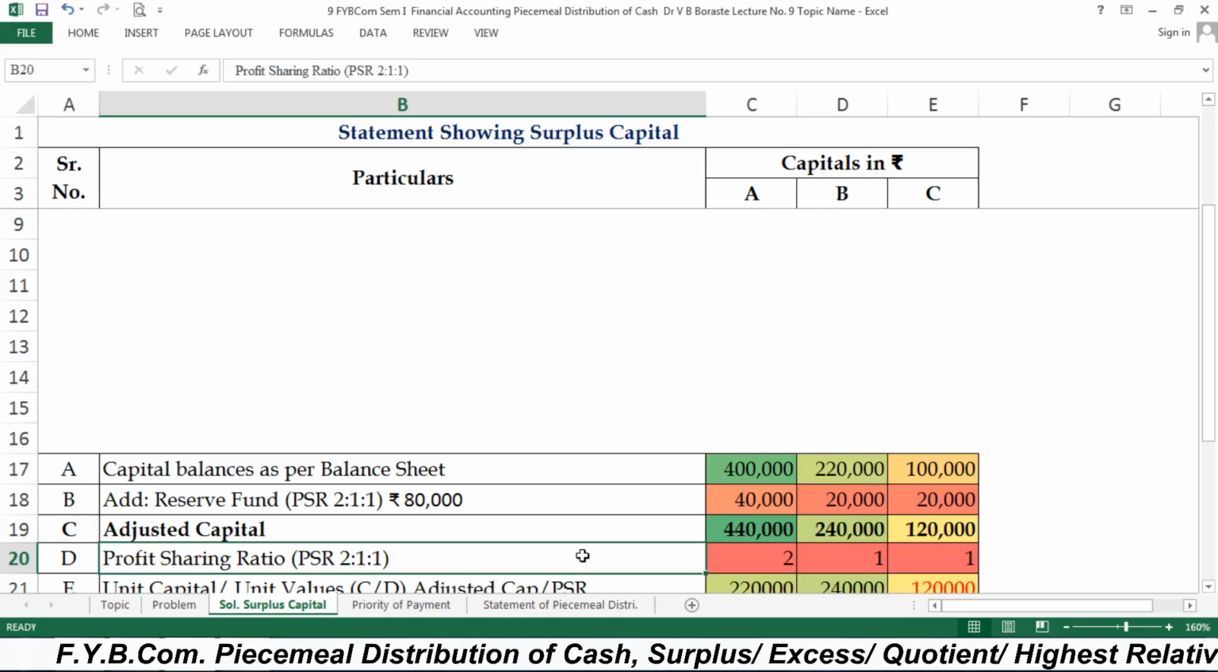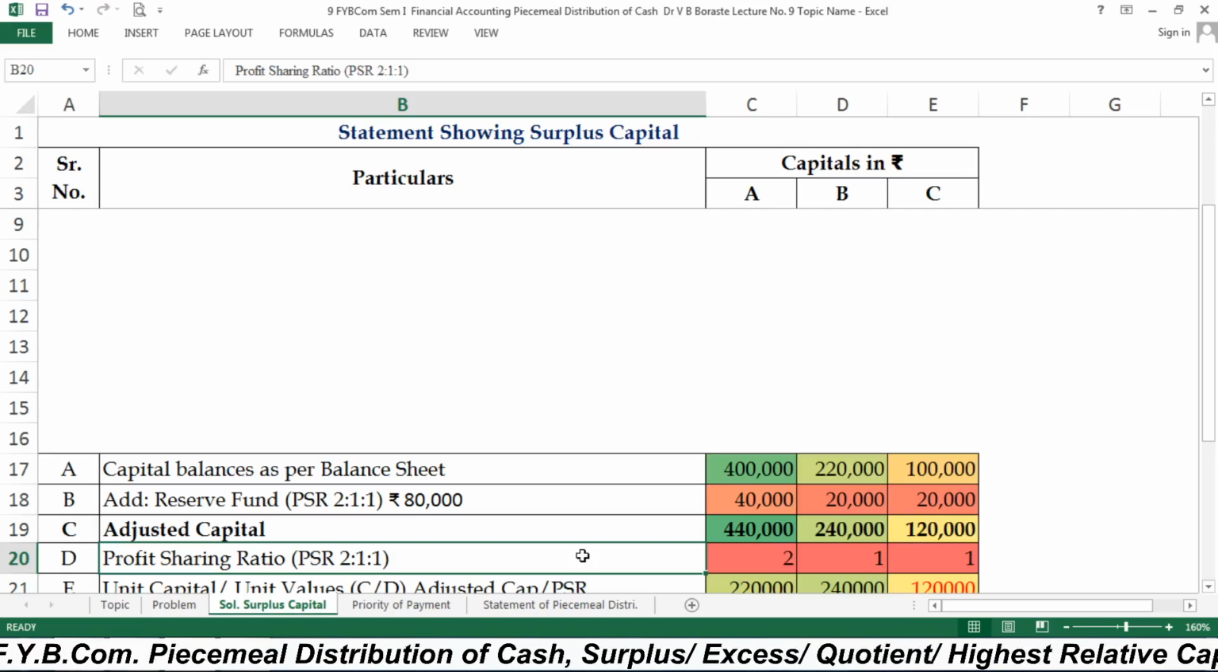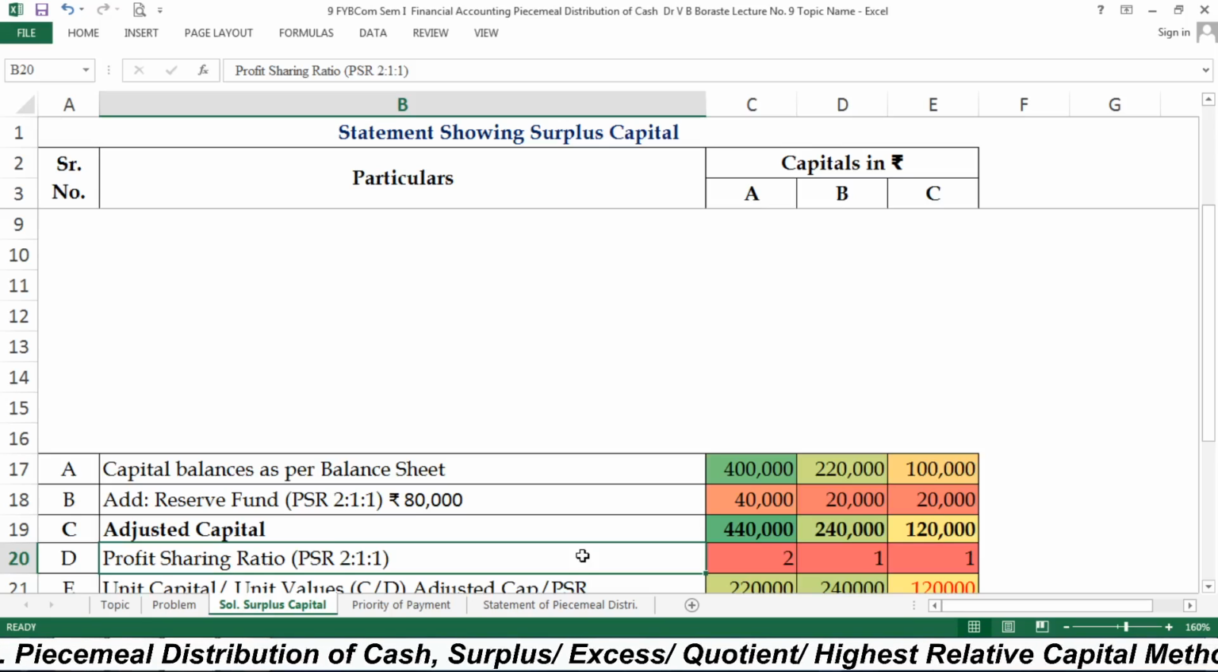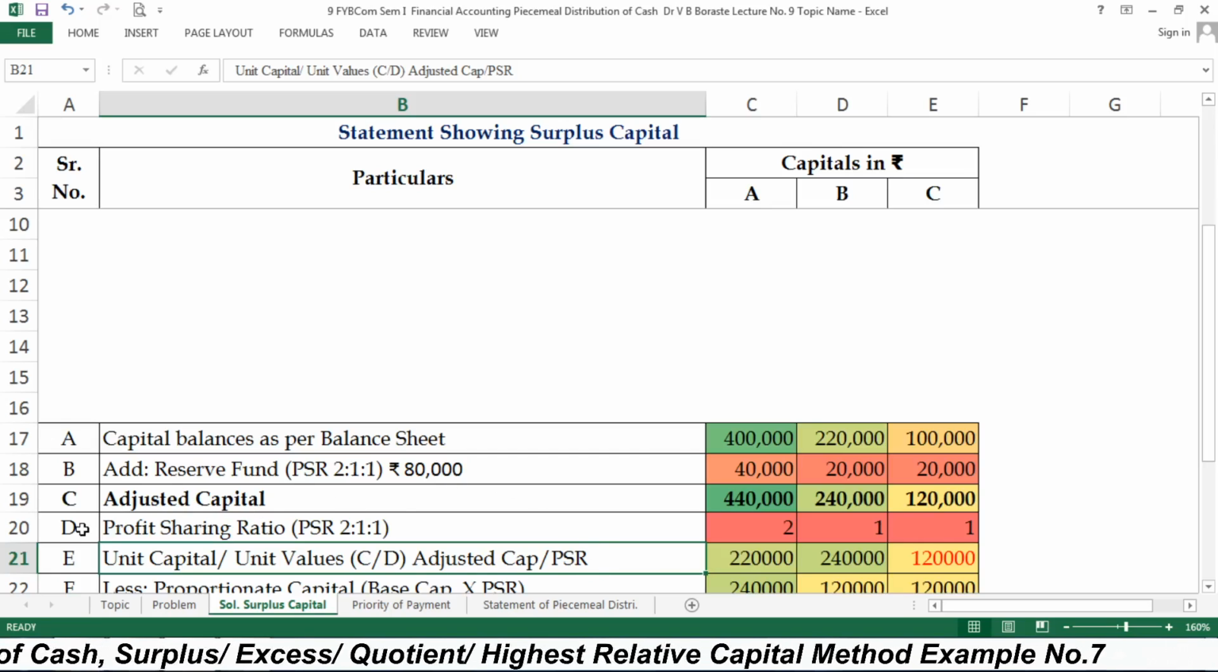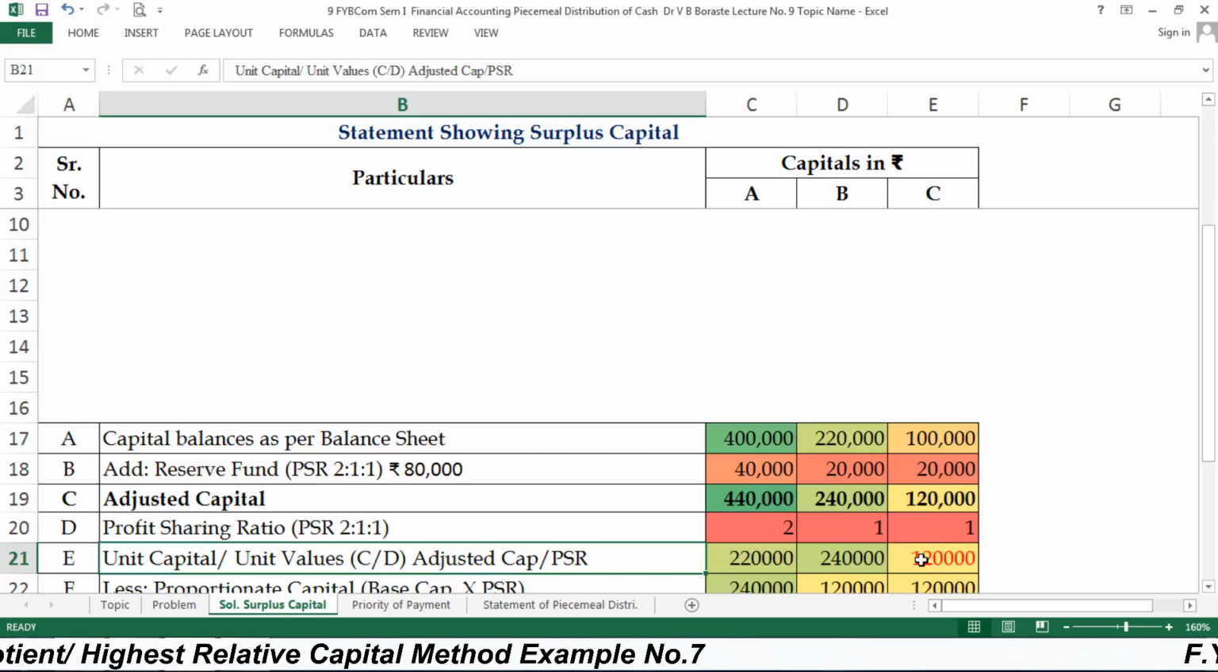So here we have a profit sharing ratio of 2 is to 1 is to 1, that is the ratio of A, B and C. After that we can calculate the unit capital. Unit capital is adjusted capital divided by profit sharing ratio. So here C is the adjusted capital and D is the profit sharing ratio, so I mention here C divided by D. That means 4,40,000 divided by 2, the answer will be 2,20,000. 2,40,000 divided by 1, the answer remains the same, 240, and 120 divided by 1, the answer is 120.